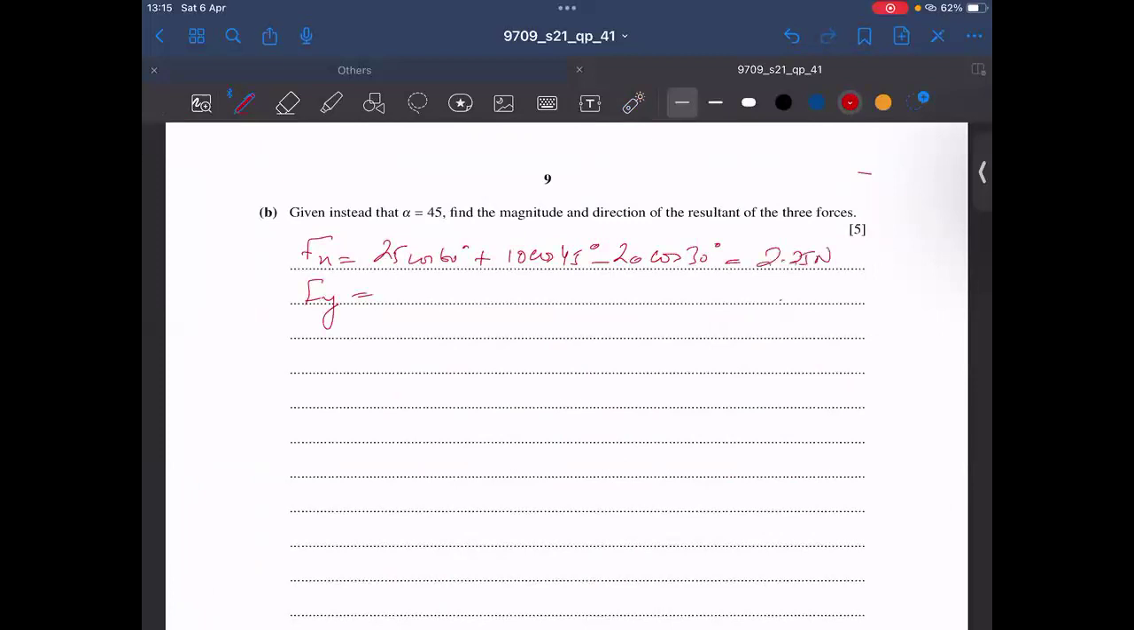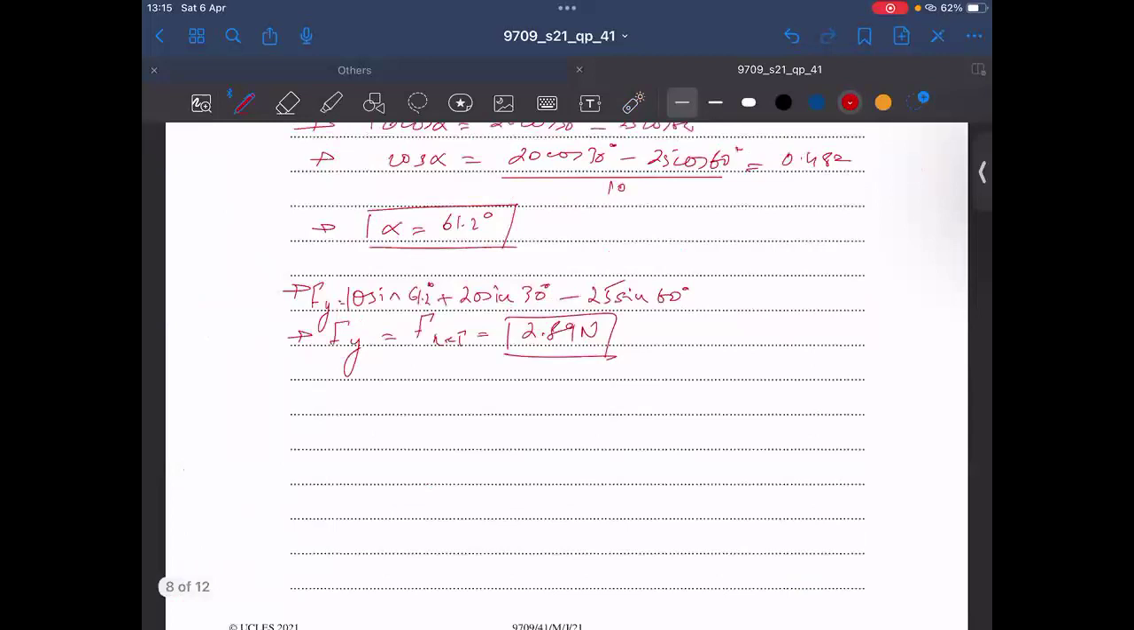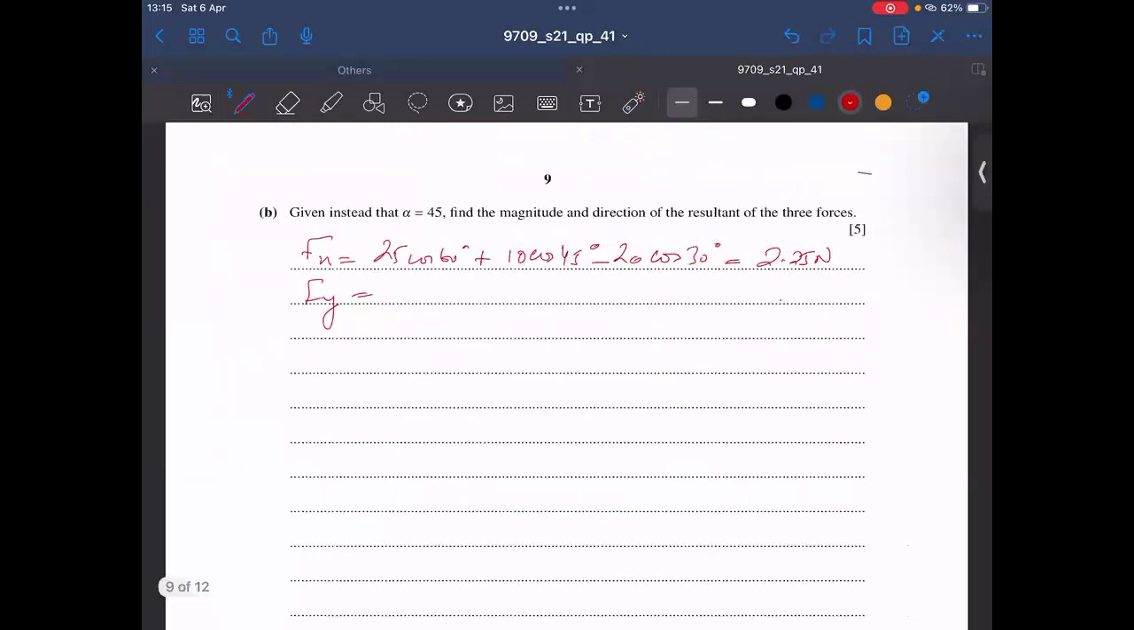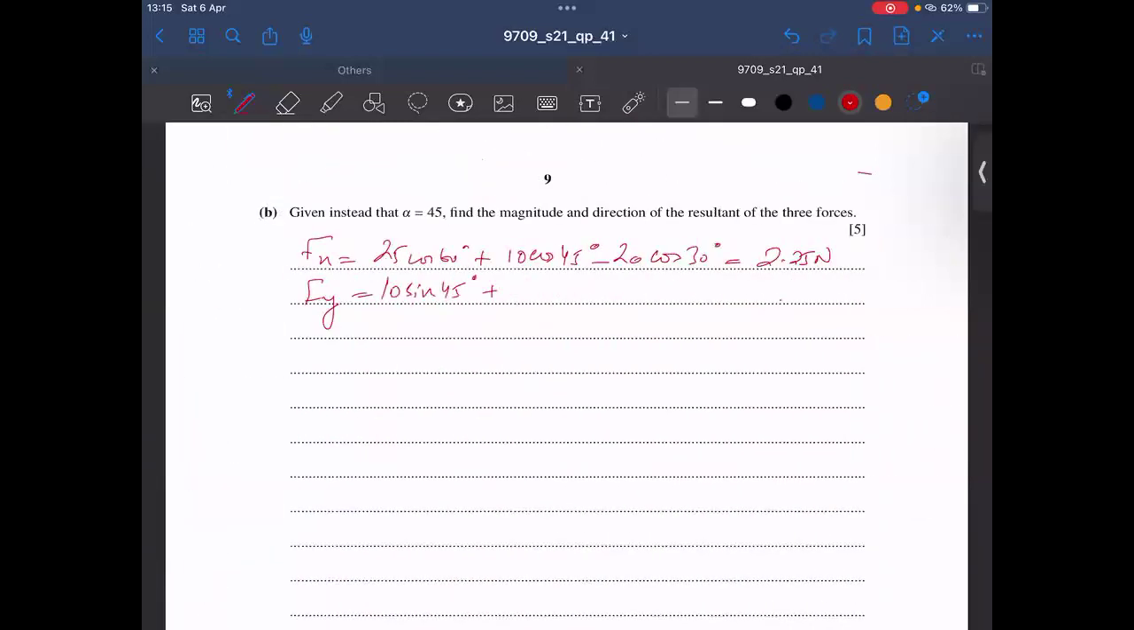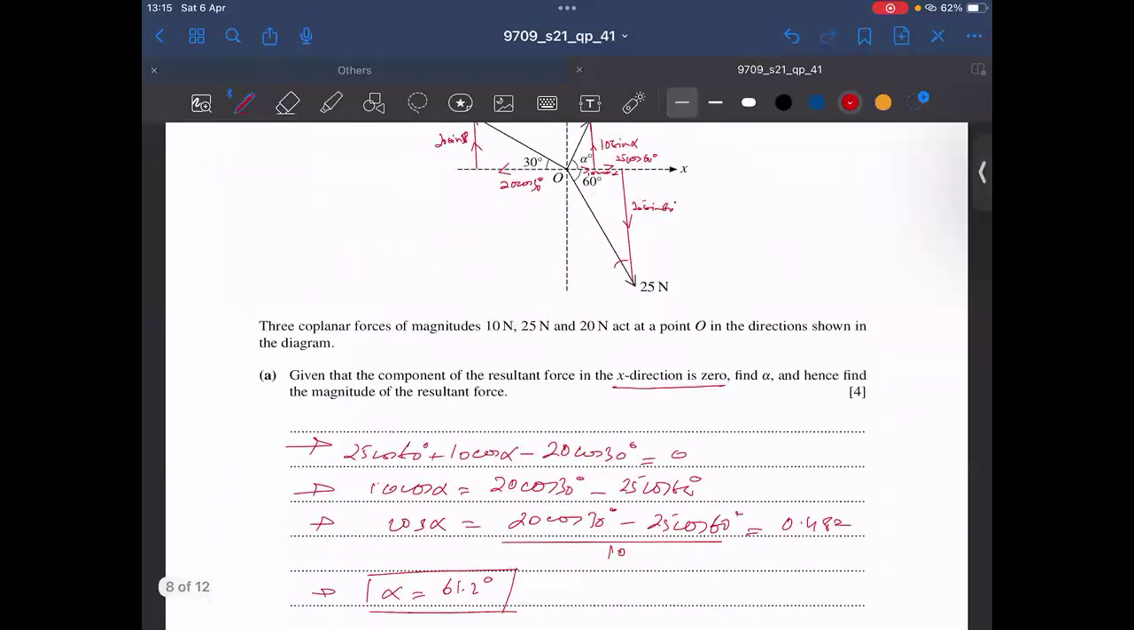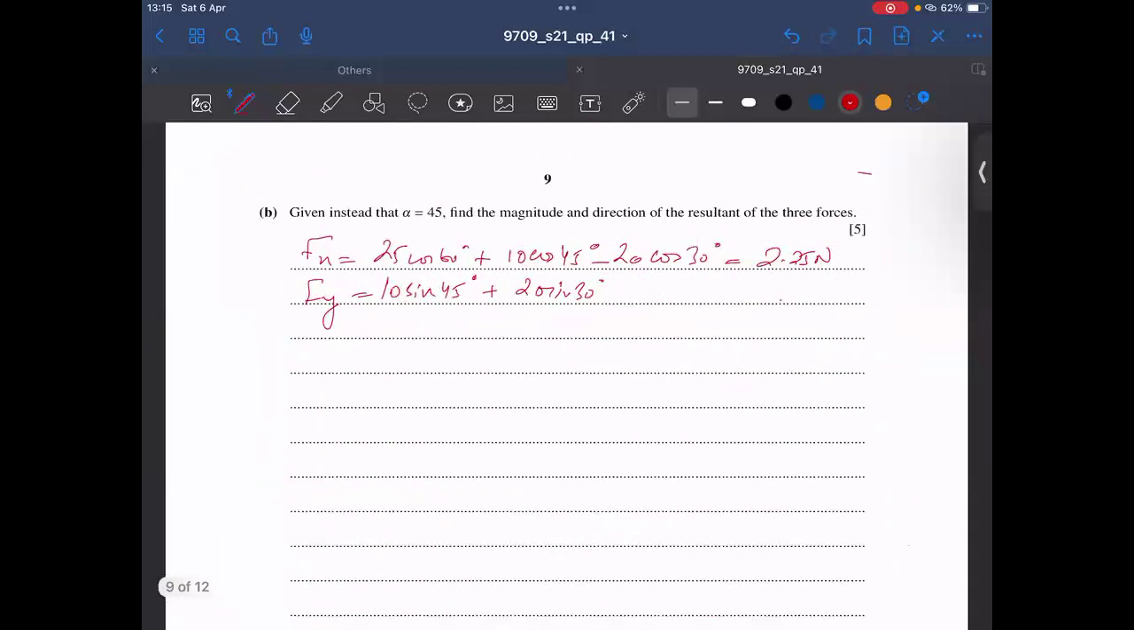2.25 newtons. Okay. And then for Fy, we have 10 sine 45, and then 20 sine 30, then minus 25 sine 60. Yes, Amna? Negative 4.58.